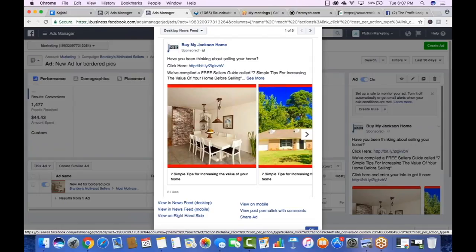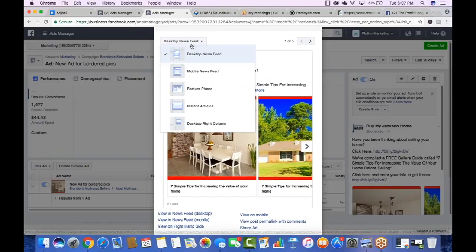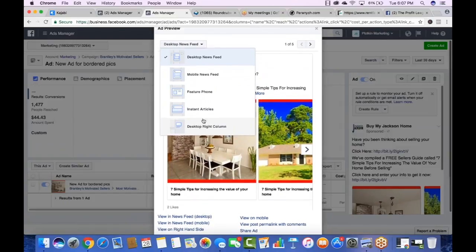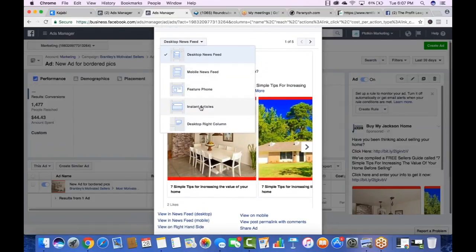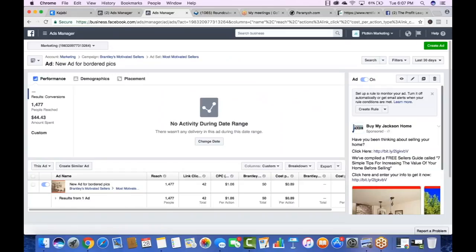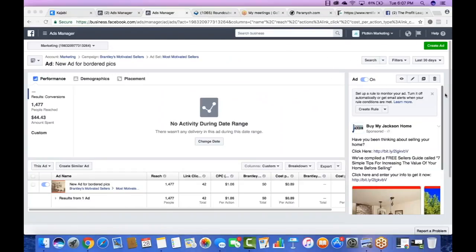But one thing I'm seeing here too, Josh, is that with your display network, you have it displayed all over the place. You have it on desktop, mobile, the phone, instant article, and right column. If you're turning this back on, I would fix that, because you only really want this on desktop newsfeed and mobile newsfeed, and take out the rest. Do you know how to fix that, Josh? Yeah, I'll fix that. Okay, that's the one thing I would fix as well.